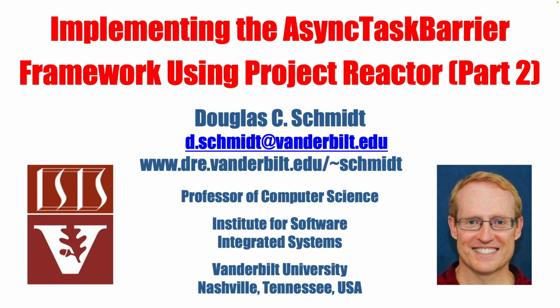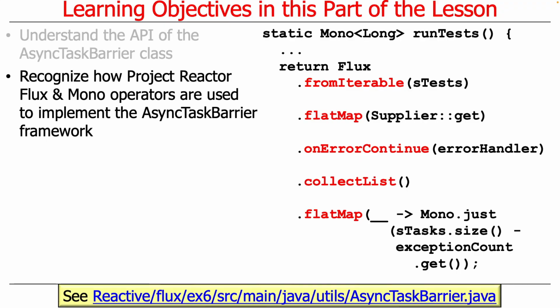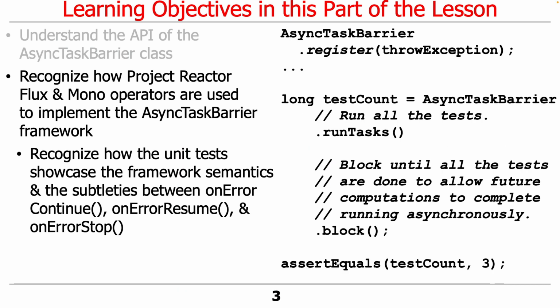OK, let's talk now about the second half of implementing the AsyncTaskBarrier framework. We're actually going to take a closer look at how it works under the hood. We'll see the various Flux and Mono operators that are used to implement this, especially the runTasks method. That's what we're going to focus on.